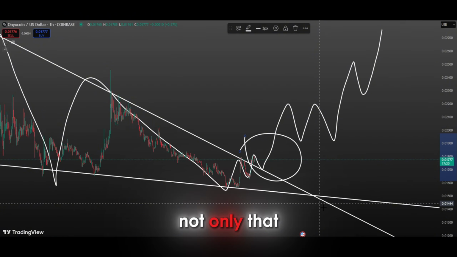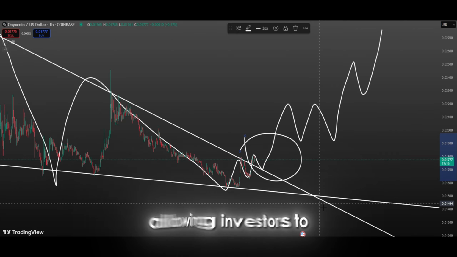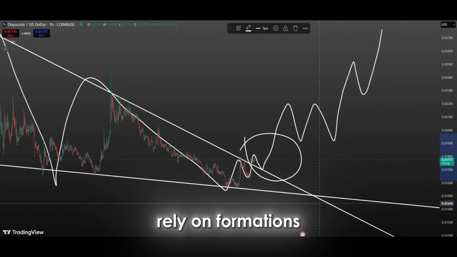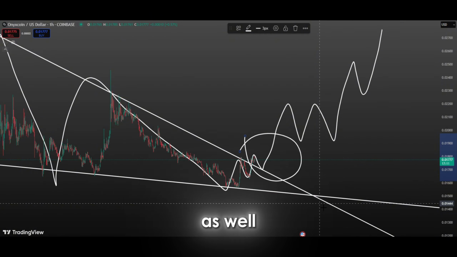This breakout shows not only that the downward pressure has eased, but also that the price may now target higher levels, allowing investors to position themselves accordingly. However, we can't rely on formations alone to make a final analysis, so let's take a look at the other metrics as well. Stay tuned.